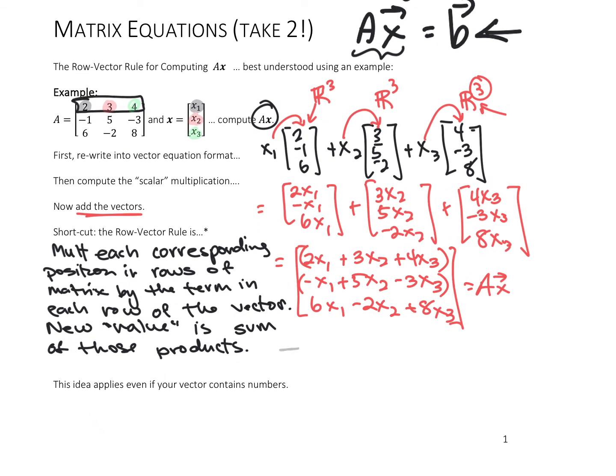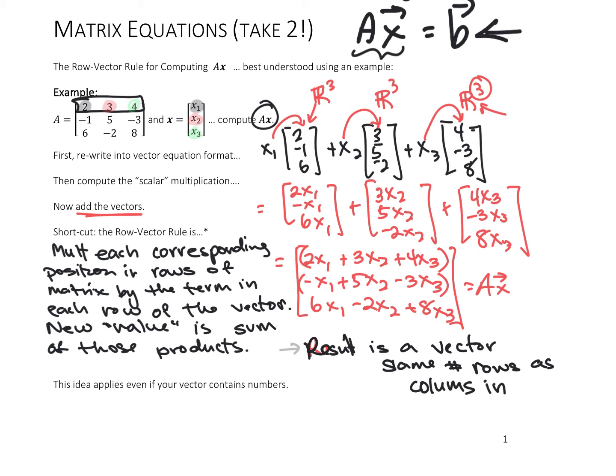So our result is always going to be a vector. Our result is a vector with the same number of rows as columns in A. Oh my goodness, spelling, we're having some trouble today. M-N-S-N-A. Oh boy. Okay.